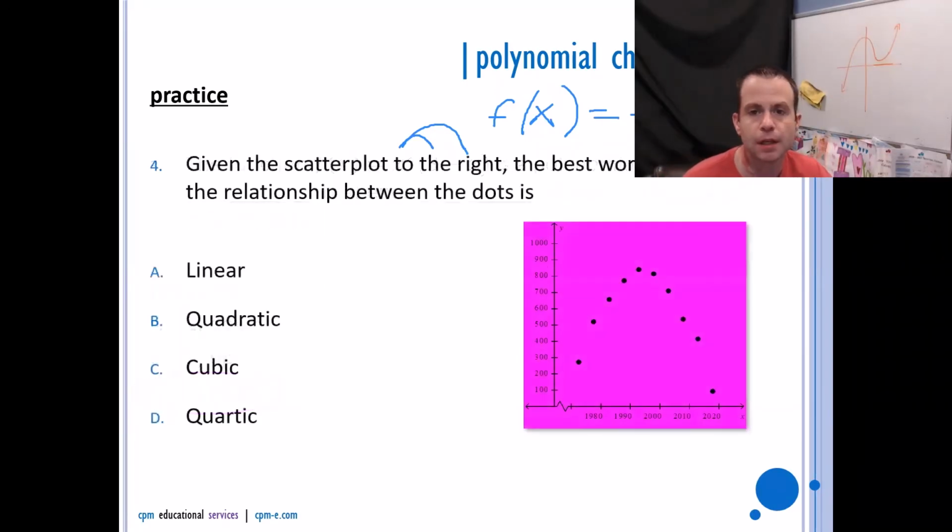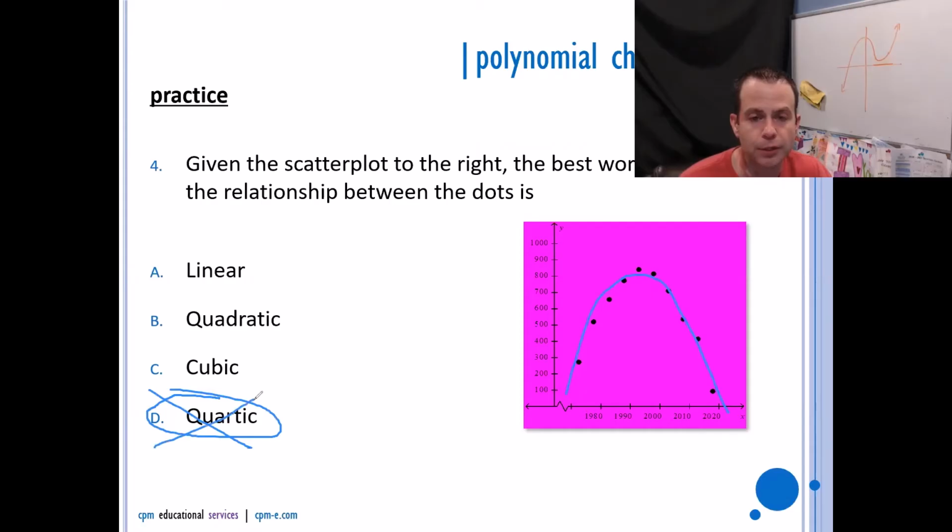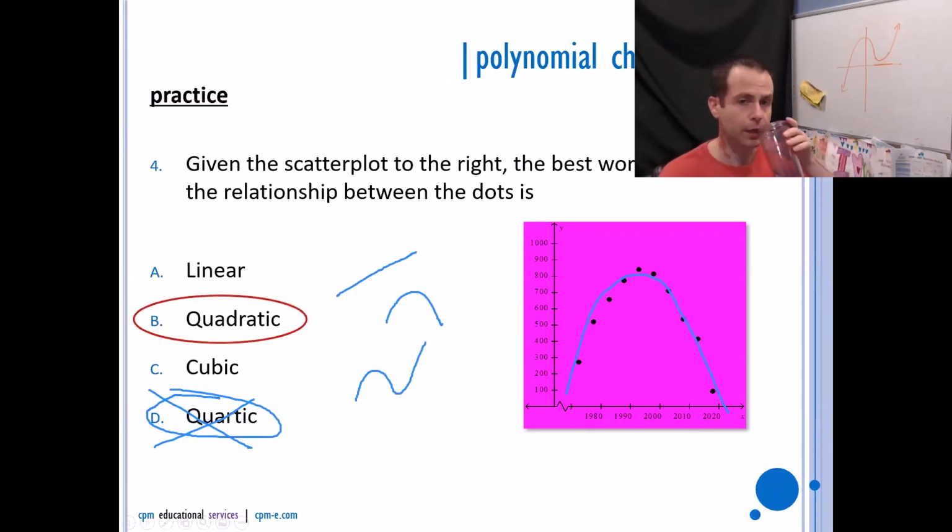Okay. All right, given the scatter plot to the right, the best word to describe this relationship between the dots. Well, if I go to connect the dots, what sort of thing am I looking at? Am I looking at a line? Am I looking at a quadratic? Or am I looking at a cubic? Quartic, nobody ever talked to you about quartic, so that one I'm pretty sure you know is not one of the solutions. And hopefully you see that that is a quadratic, but just for clarification, linear would be a straight line, okay? A quadratic is a parabola, and a cubic looks like that, okay? So for this guy, yes, the answer is a quadratic.